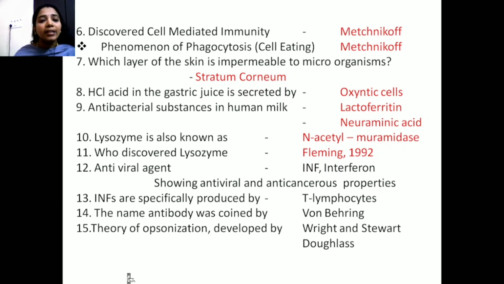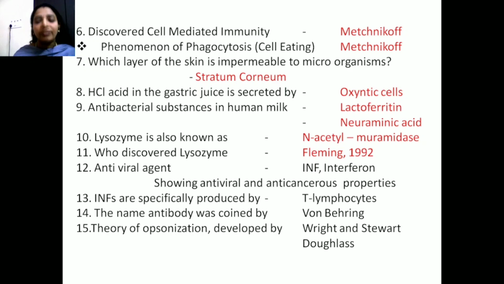Then, antibacterial substances in human milk. Human milk contains a number of antibiotic substances. The important ones are lactoferritin and neuraminic acid. Don't forget lactoferritin and neuraminic acid. Then lysozyme, the enzyme present in our tears, is otherwise known as N-acetyl muramidase.